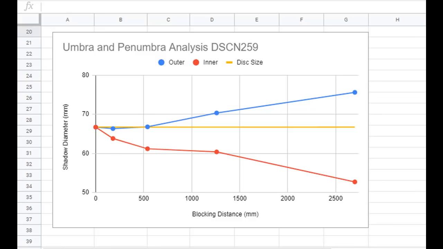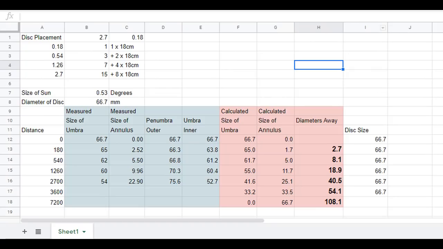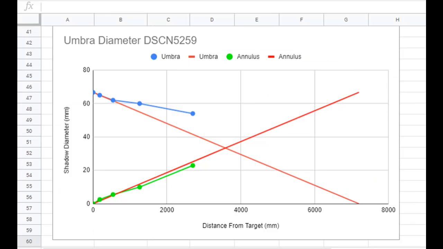Now you see here the orange line is at the 66.7 blocking object diameter, and notice how the penumbra and the umbra both diverge away from 66.7. That's exactly what we'd expect to see. Now let's have a look at some maths. The maths shows us that the umbra will only extend to around 107, 108 times the blocking object diameter when the light source is the sun. It has to be bigger than the blocking object for this to work.